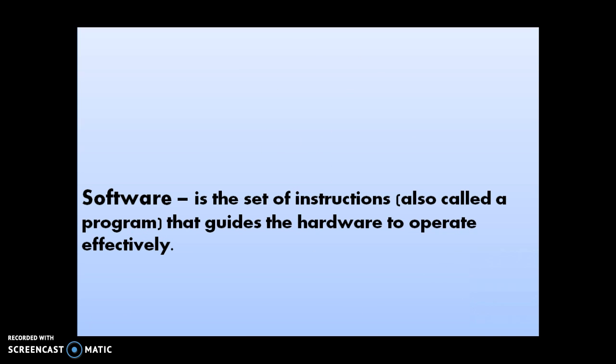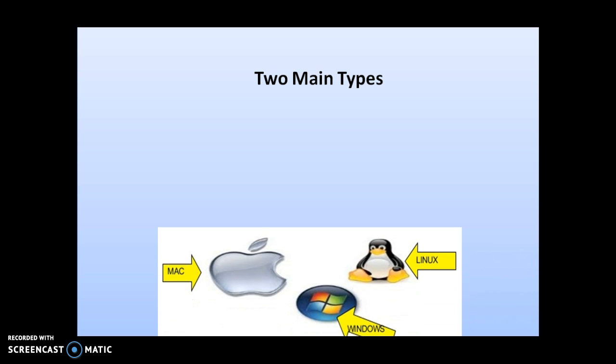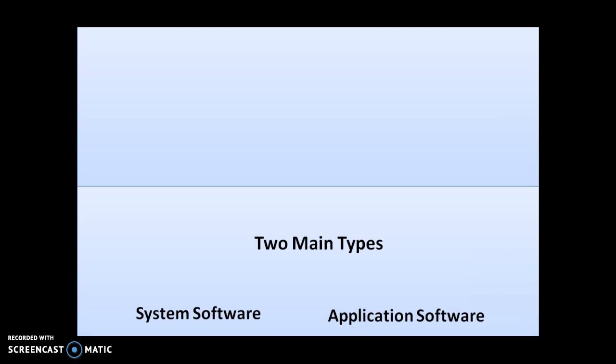The next component is the software. It is a set of instructions, also called a program, that guides the hardware to operate effectively. There are two main types of software: we have the system software and also the application software.